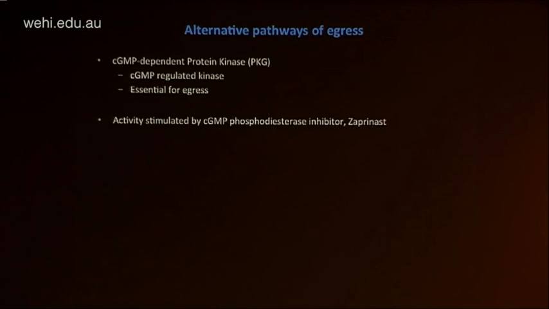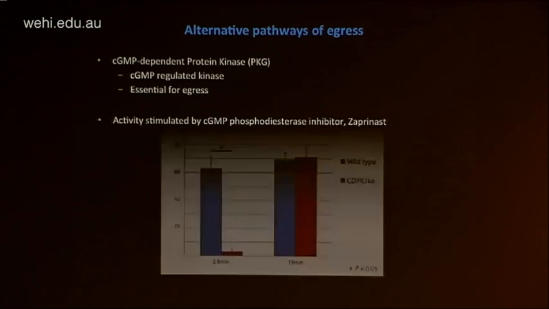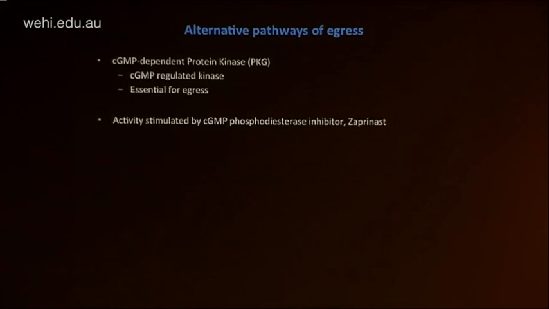But you can also activate egress of parasites by stimulating them with a cyclic GMP phosphodiesterase inhibitor called zaprinast. What phosphodiesterases do is they break down cyclic GMP. If you add zaprinast, the breakdown of cyclic GMP is inhibited, and you get cyclic GMP levels building up and up, allowing activation of calcium signaling. Oops, spoiler.